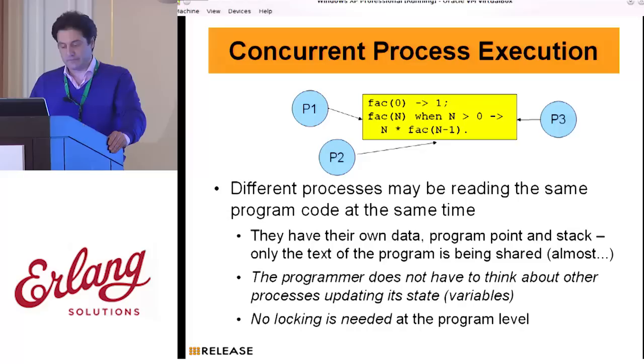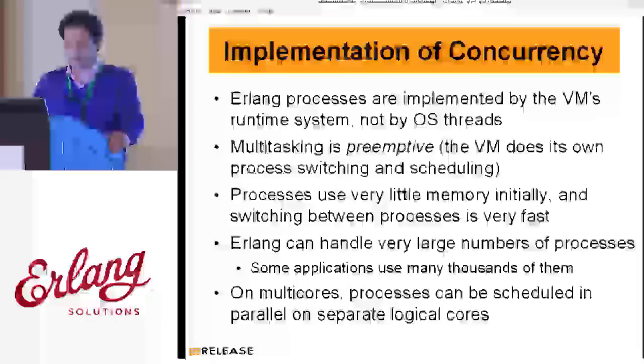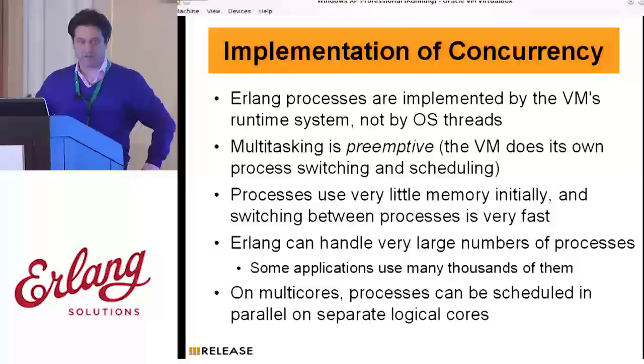And the programmer does not have to think about other processes updating the state, okay? So there are no global variables, so to say. So there's no locking that is needed at the program level. Okay, so you know all this stuff, so I'm going very fast here. But I need it to introduce how this concurrency is implemented at the level of the VM.